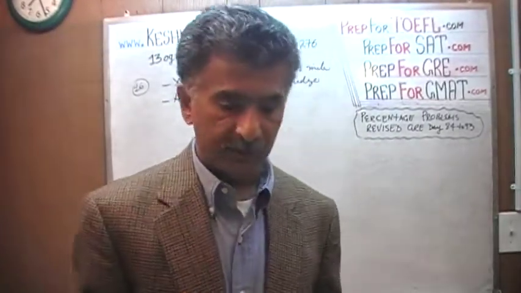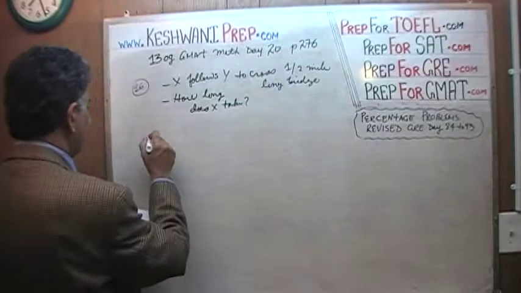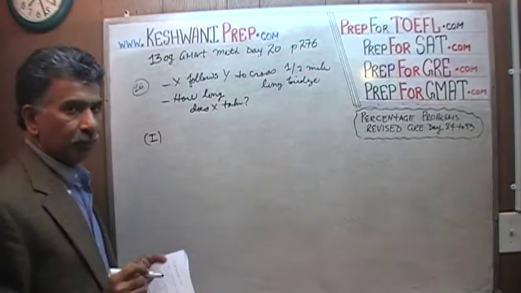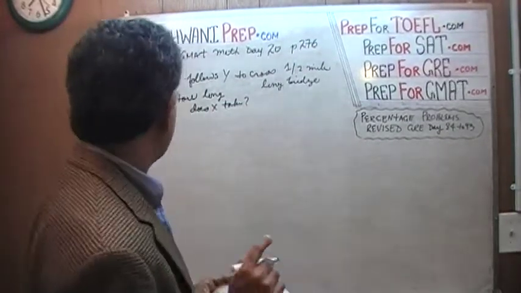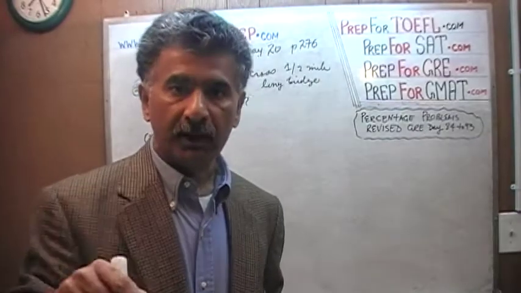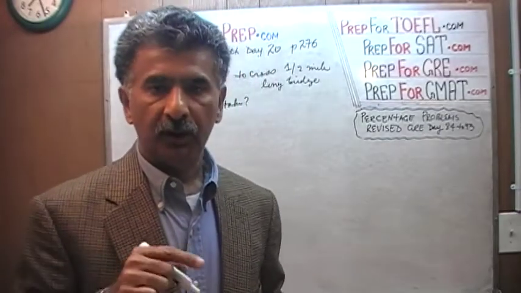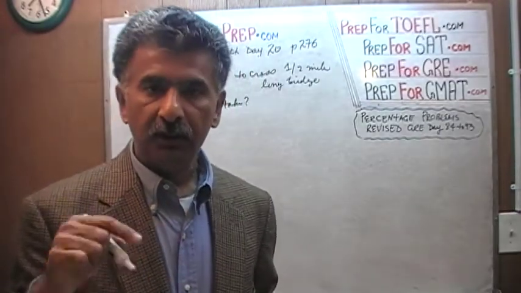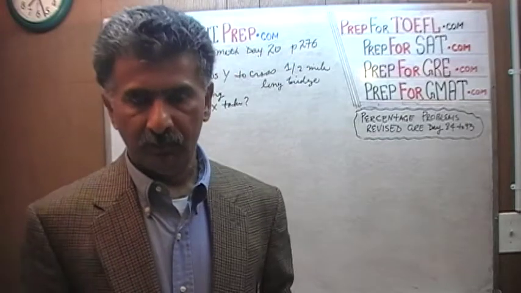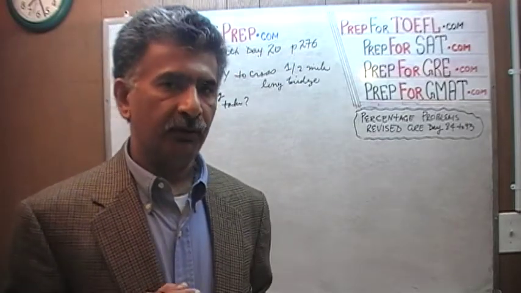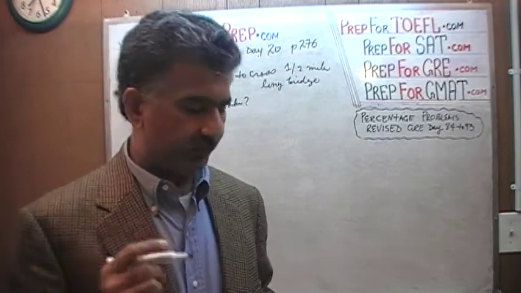That's all they're asking. Here is statement number 1. So we have two cars, X and Y. We are told that car X follows car Y. Car Y apparently has gone first. When he crosses the bridge, which is half a mile long, the question simply is, how long does car X take to cross the bridge?